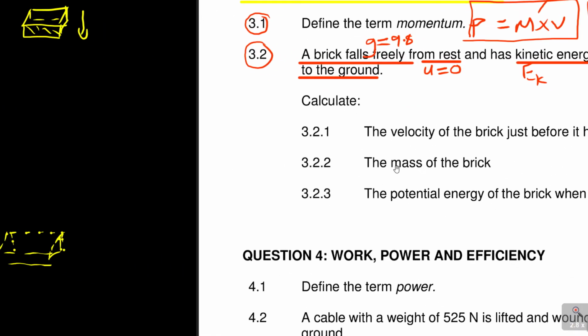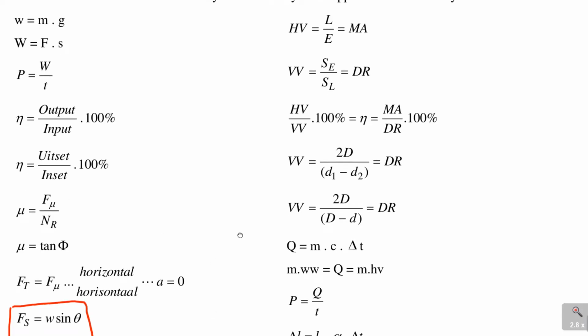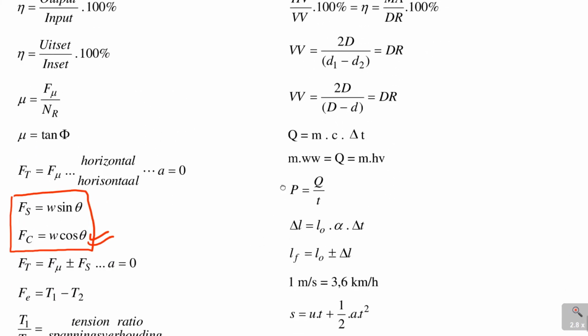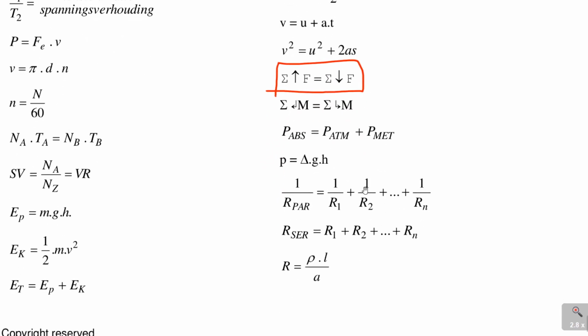Then the first question says, calculate the velocity of the brick just before it hits the ground. So let's look at the formulas here for velocity. You have two options here that you can use, and the formula that we are going to use for this case is this formula, but we're going to change it because they didn't give us everything.